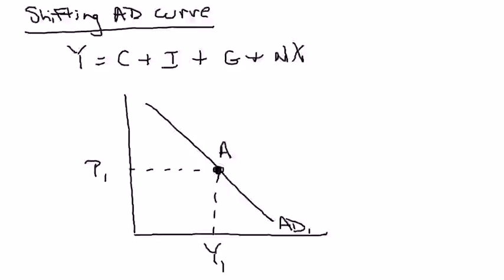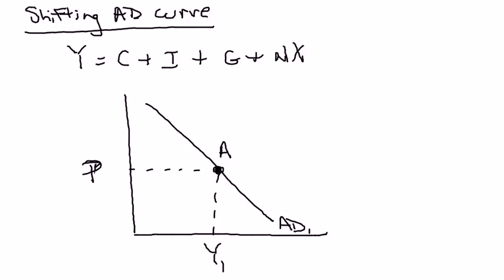Hi everyone. In this video I just want to talk about what's going to cause the aggregate demand curve to shift. Now remember, the aggregate demand curve is a story about total spending or aggregate expenditures in the economy. And it shows the relationship between the average price level and the total amount of spending, assuming everything else is held constant.